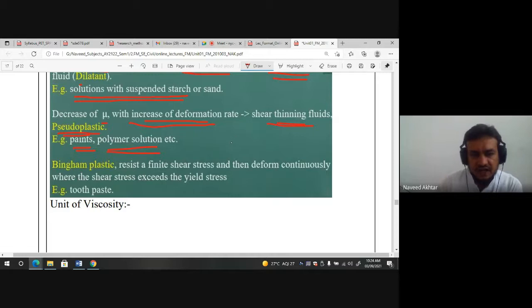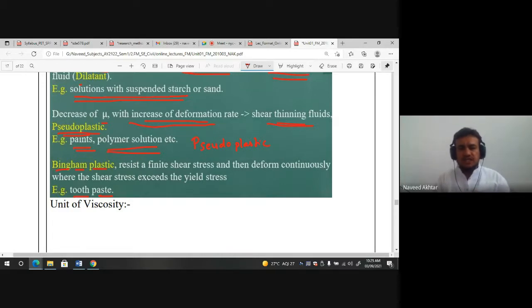So we write down P, must P is the silent, and this is called as pseudoplastic if shear thinning fluids are there. Then another one, if more shear thinning is there, it is called as Bingham plastic, resist a finite shear stress and then deform continuously, where the shear stress exceeds the yield stress. In case of we are using the toothpaste, is the best example for the Bingham plastic.